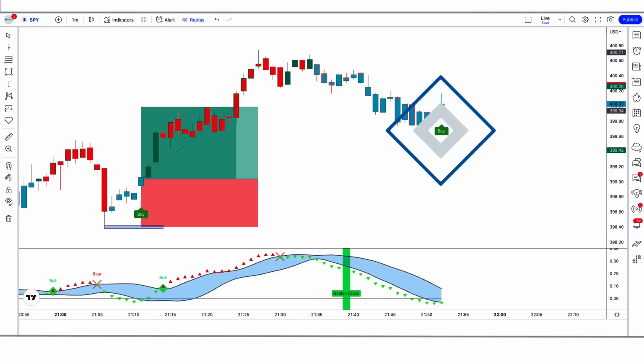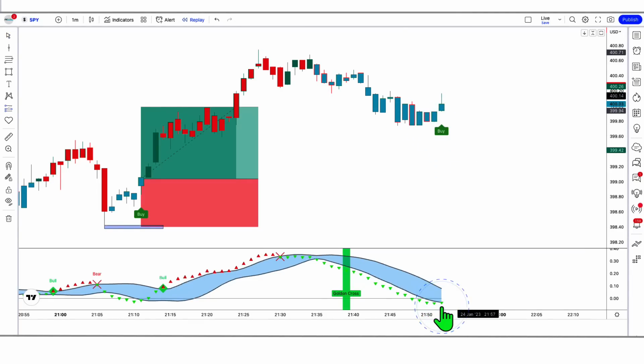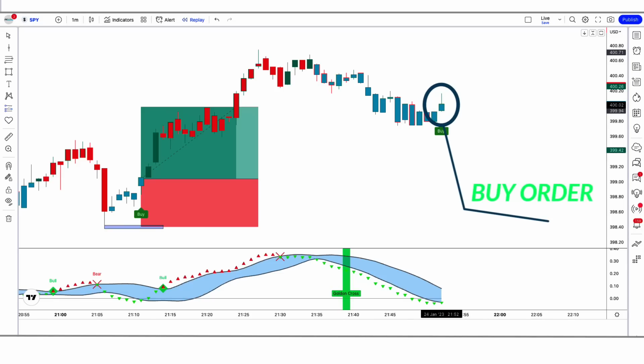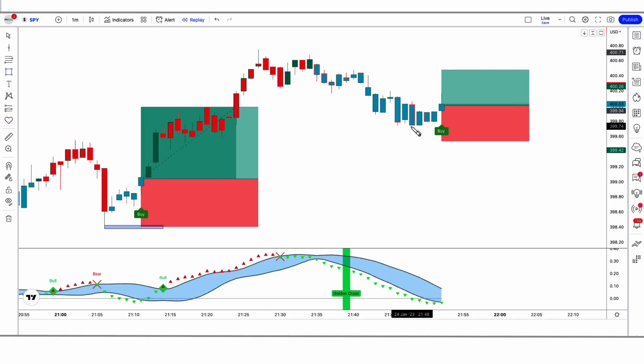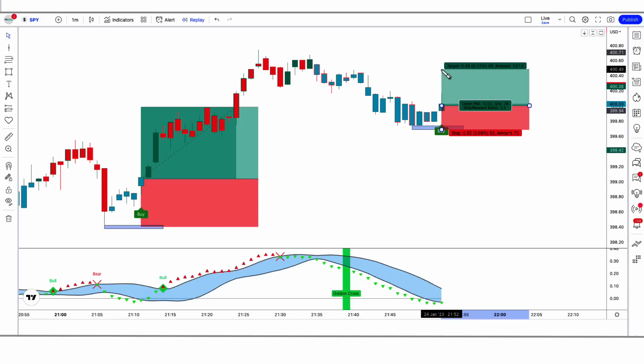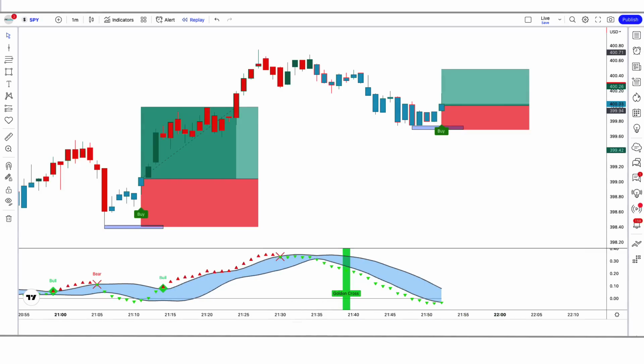Here the Willy Alerts indicator gives us a buy signal. Here the trend alerts show a bull trend. The market has made a bullish candle to give confirmation. So all our conditions are being fulfilled, so we are placing an order to buy. Our stop loss is to be placed at the low of the previous market, and the risk to reward ratio will be 1 to 1.5. Let's see what happens to our trade.